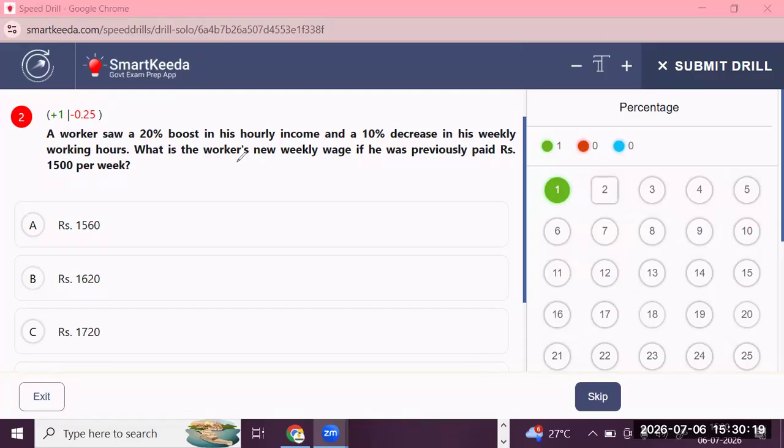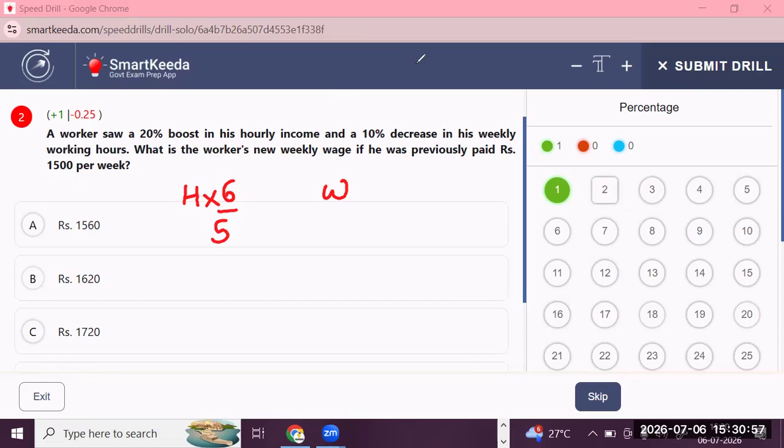A worker saw a 20% boost in his hourly income and a 10% decrease in his weekly income. So let hourly income be H and weekly income be W. तो ये जो है वीकली इनकम क्या होता है, आवर्ली इनकम in his weekly working hours, hourly income भी X को 6/5.